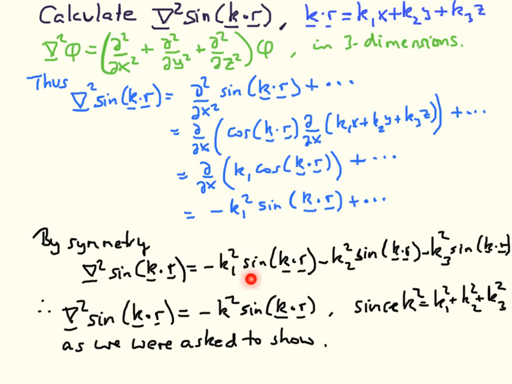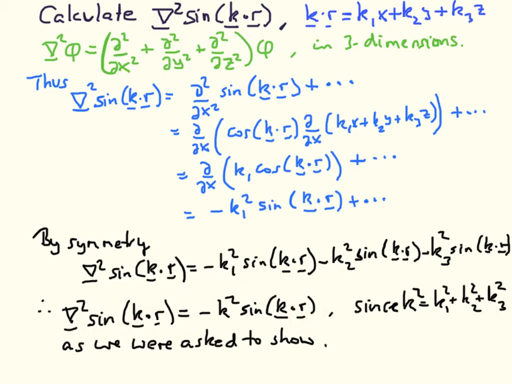So putting everything together, we get that the Laplacian acting on the sine of the scalar product of k and r is going to be minus k1 squared, sine of the scalar product, minus k2 squared, the same sign, minus k3 squared, the same sign. Pulling out the common factors of minus and sine of the scalar product of k and r, we have a factor of k1 squared plus k2 squared plus k3 squared, and that is k squared, the square of the magnitude of our vector k. And this is what we were asked to show.